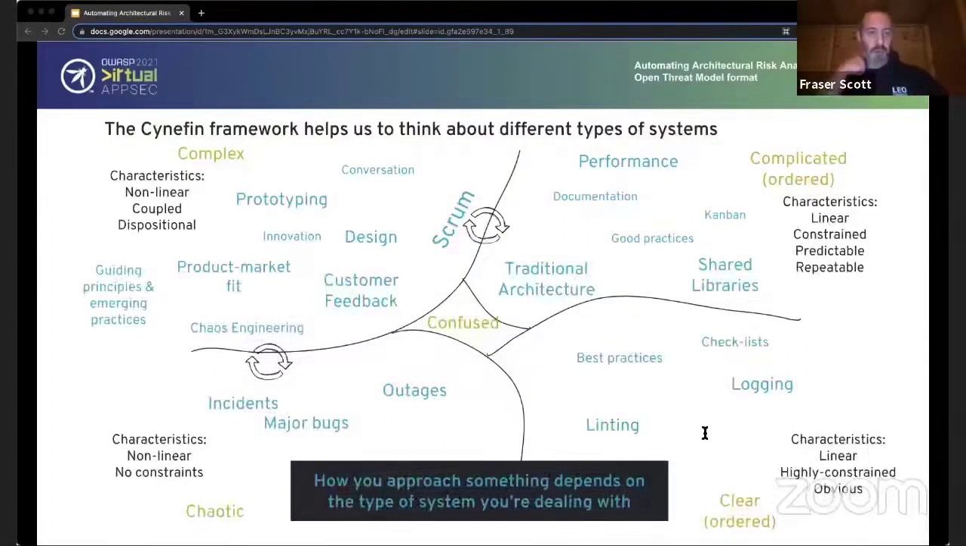And that middle one, confused, is where you don't know which domain you're dealing with, which is a state a lot of us are in a lot of the time. And the general point here is how you solve a problem depends on the type of system you're in. So there's no point doing linting in a complex space because it's completely misaligned to the nature of that system. And likewise, you wouldn't sit there prototyping brand new approaches to just a simple checklist problem, because that would be a complete waste of effort. So how you think about different problems depends on the nature of the system you're in.